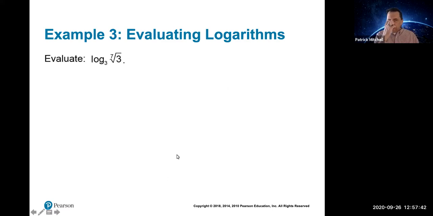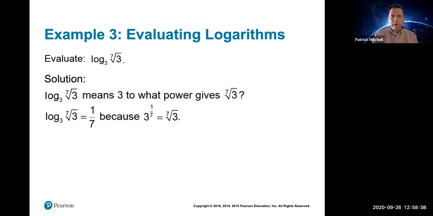All right, here's a similar one. Log base 3 of the 7th root of 3. So this would mean 3 to what power equals the 7th root of 3? Well, if you think about writing the 7th root of 3 as 3 to a power, the 7th root of 3 is 3 to the 1/7, which means the mystery exponent here is 1/7. So log base 3 of the 7th root of 3 is 1/7.